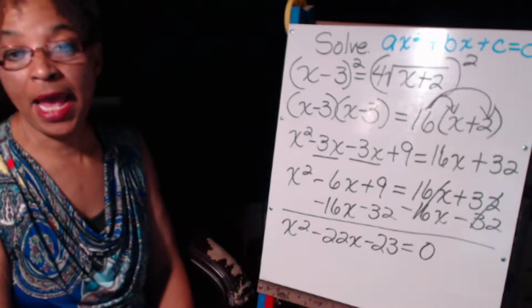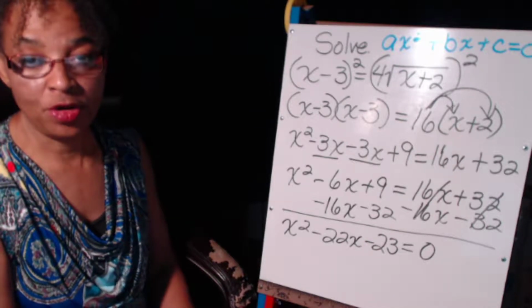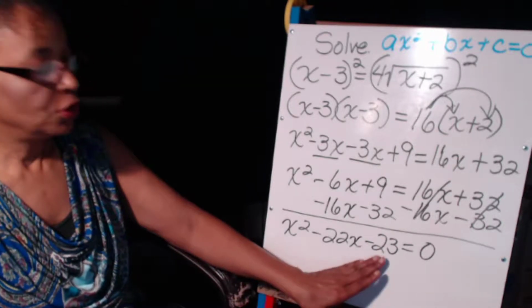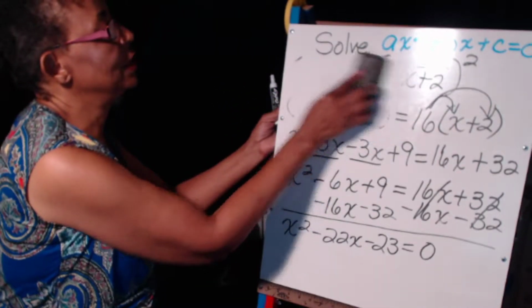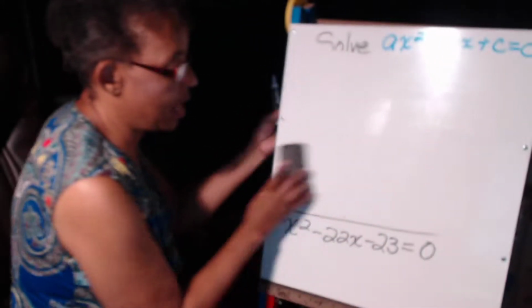Now you see I have a trinomial that is factorable. 23 is a prime number. Excuse me guys, I hate to do this, but I'm going to have to eliminate some of this up top.